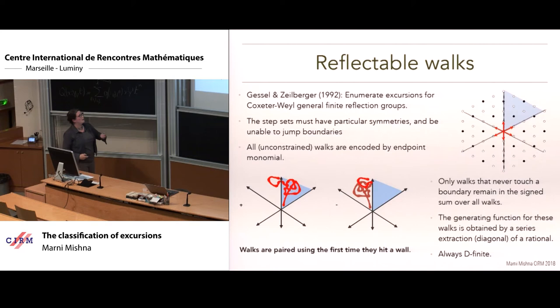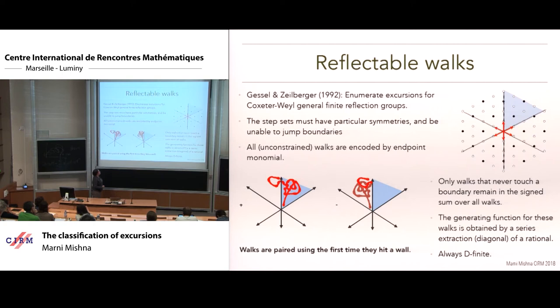So then to get the generating function for these walks, I'm going to be interested in the terms of the walks that remained, and I just have to extract it by its endpoint. So if I want a walk that's going to start and end here, for example, I just look for that monomial in my rational function and I extract it out. It's done by an extraction.